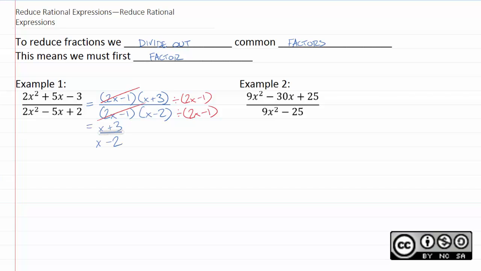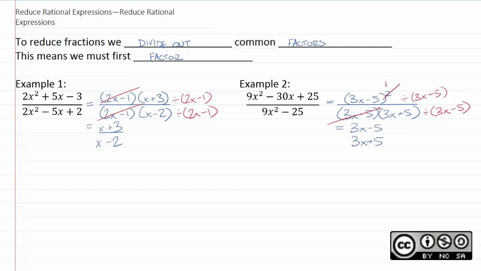Example 2 works exactly the same way. The top works out to be a perfect square trinomial, so 3x minus 5 squared. The bottom is 3x minus 5 times 3x plus 5. Again, both the top and the bottom have a common factor. They both have 3x minus 5, so we can divide the top by 3x minus 5, and we can divide the bottom by 3x minus 5. That means we'll lose one of these. I'll just change that exponent to a 1, and we'll lose this one right here, and the whole thing will just come out to 3x minus 5 over 3x plus 5.